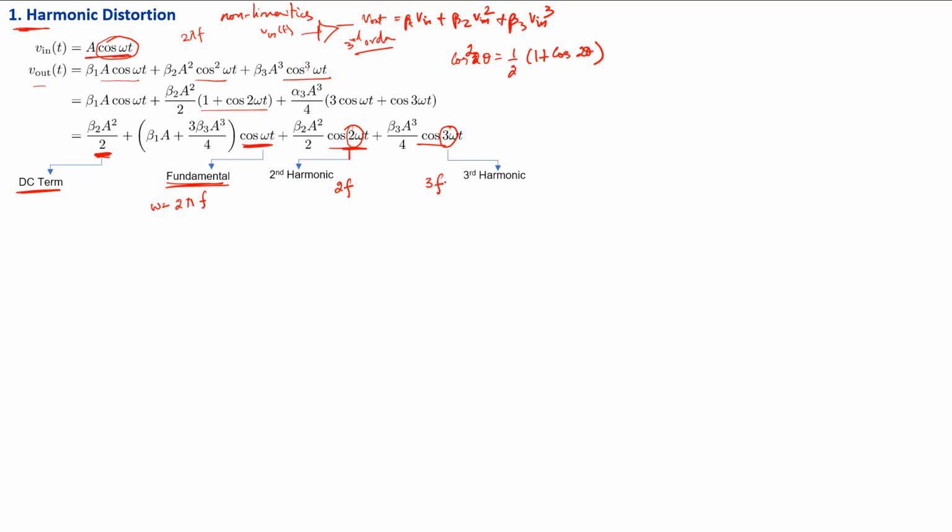So you would notice that a single input of frequency f is leading to frequencies of 0, f, 2f and 3f when we have what is called third order nonlinearity. So if there are higher order nonlinearities, there are going to be many other harmonic frequencies. In general, the nth harmonic will have n times the fundamental frequency.